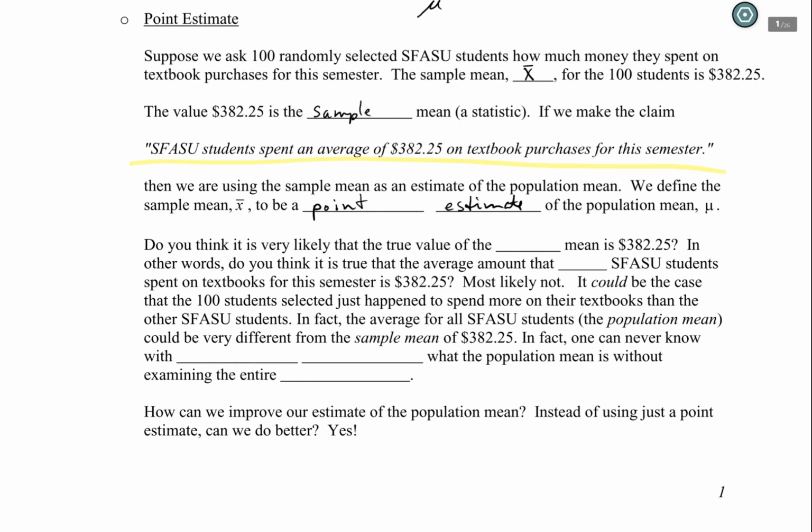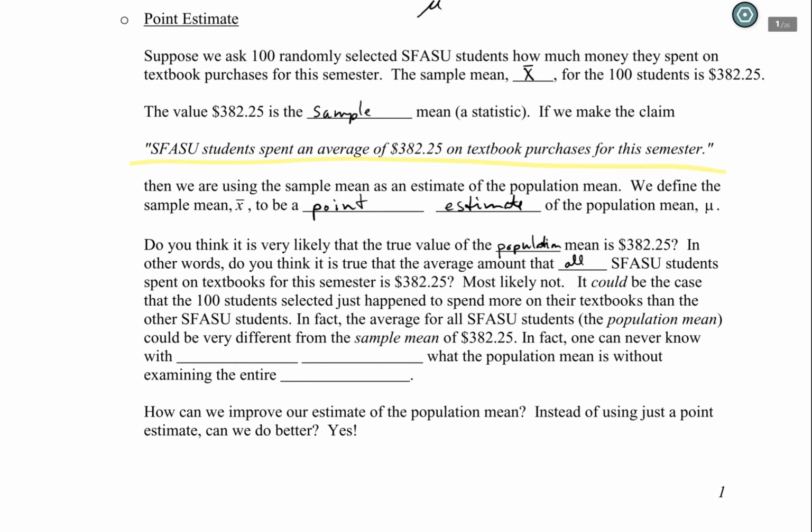Now, do you think it's very likely that the true value of the population mean is $382.25? In other words, do you think it's true that the average amount that all SFA students spend on textbooks is that value? That is the X bar value. Really, probably not. It could be the case that the 100 students selected just happen to spend more on textbooks than other students, or less. In fact, the average for all SFA students, the population mean, could be very different from the sample mean of 382.25. Well, the truth is we can't know.